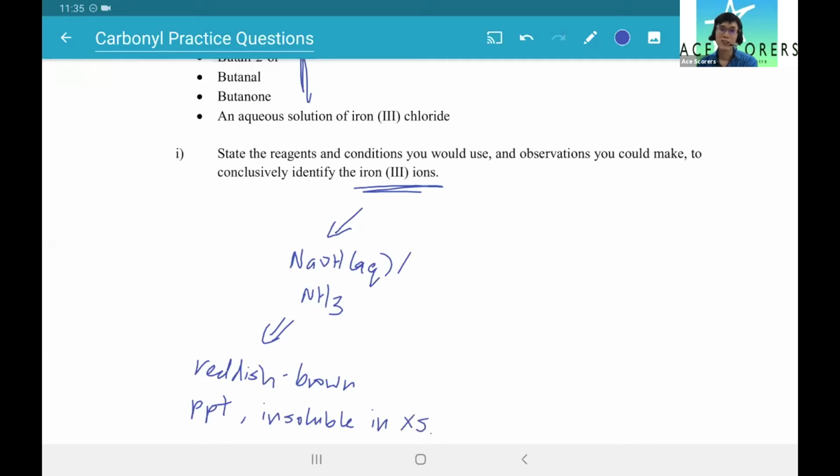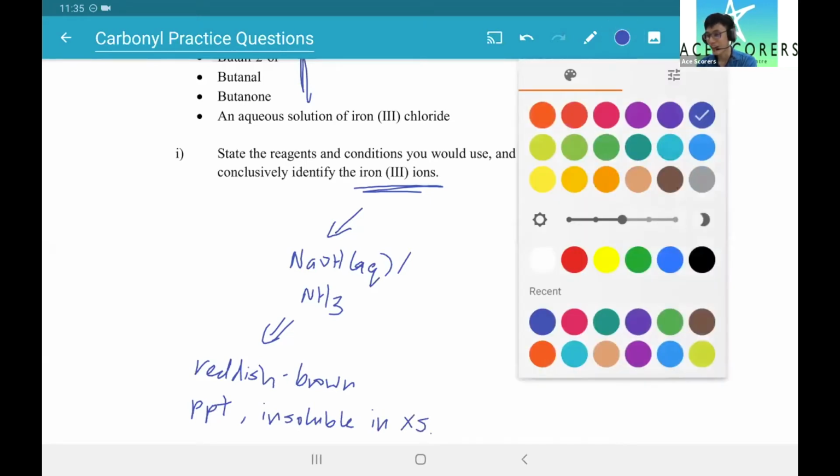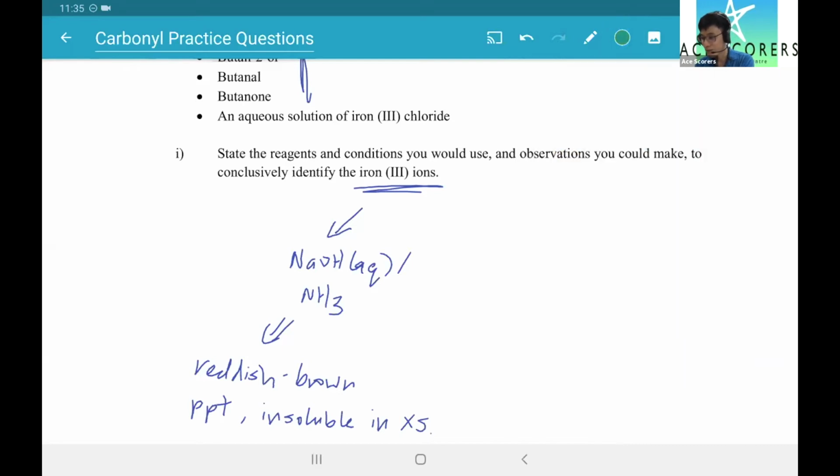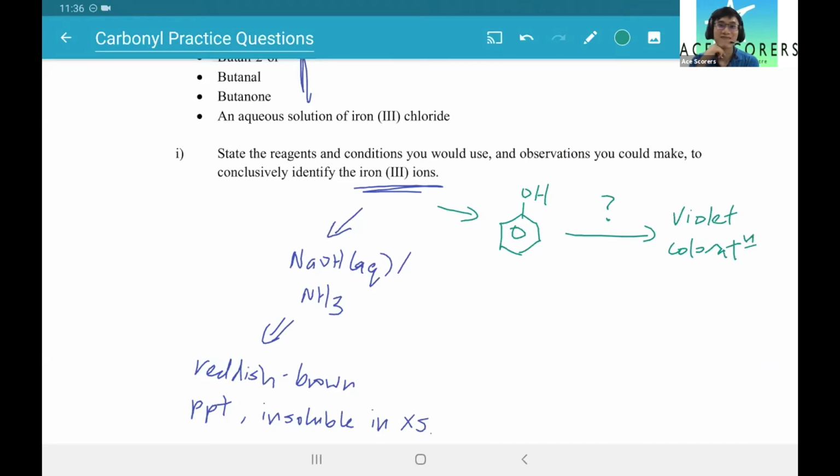But if you want to think complicated, you can use the organic chem reaction that you learned. Do you still remember one organic chem reaction like this? Remember your phenol, and then you add something, it gives you a violet coloration. Can you remember this? Carrie, do you still remember what you add? Don't remember, okay. Phenol add something, give violet coloration.